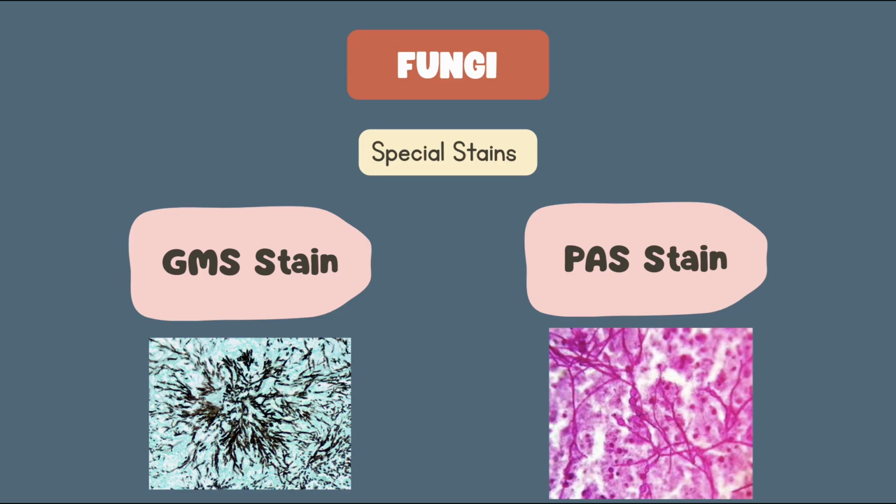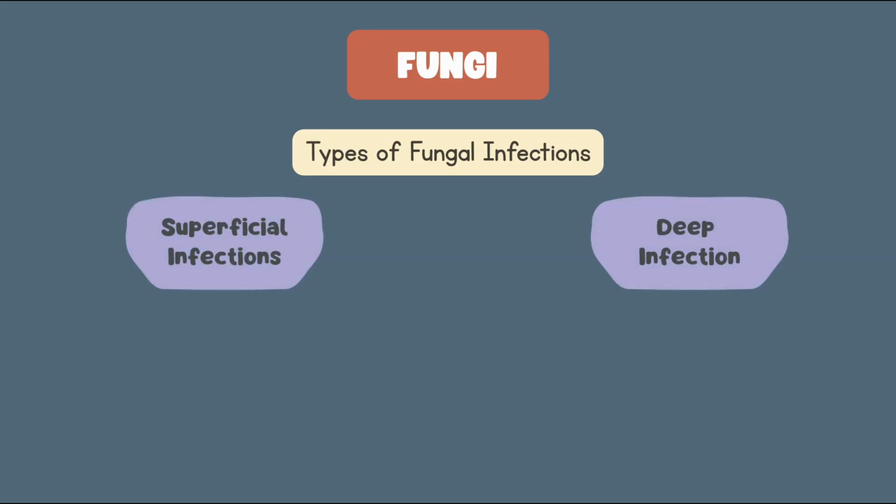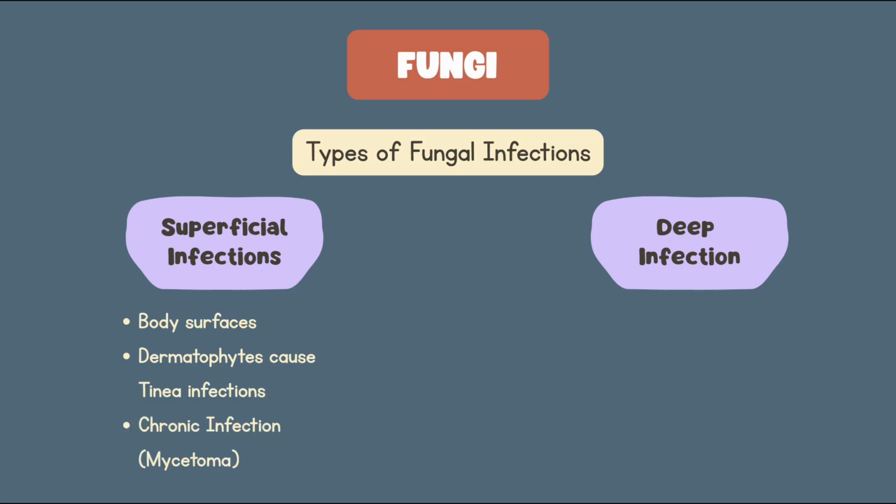Let's have a look at the types of fungal infections. So fungal infections are usually classified on how deep they invade into the body, into superficial infections and deep infections. Superficial infections occur on body surfaces, so skin, hair, nails, etc. An example would be dermatophytes. So dermatophytes infect keratinized tissue, and they cause diseases known as tinea infections.